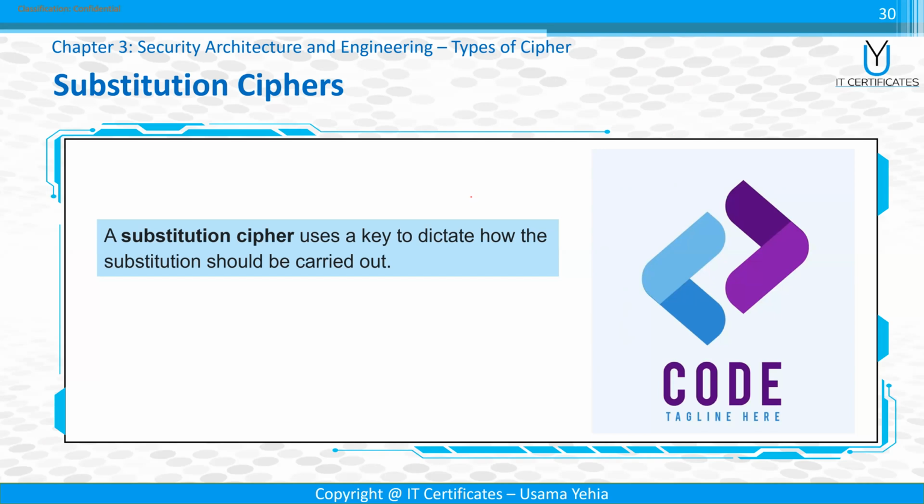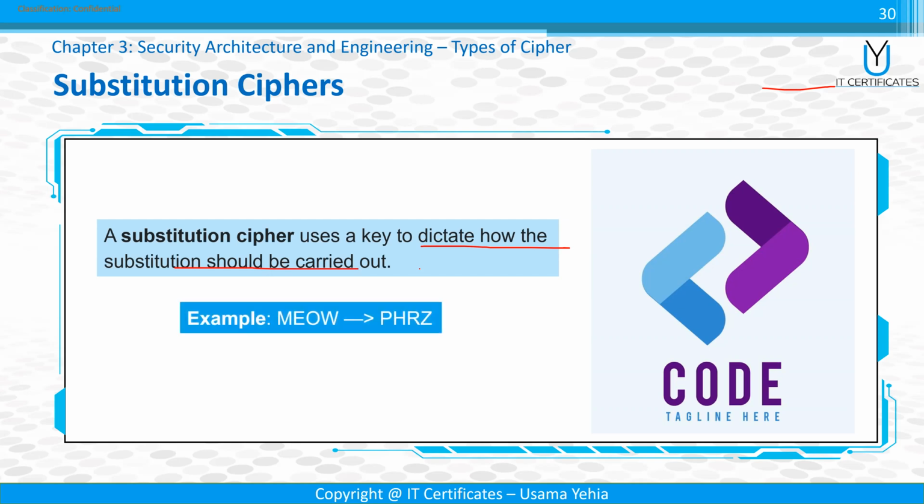Okay, when we discuss the types of cipher, we mentioned substitution, we mentioned transposition, but again, we said that, frankly speaking, it's not clear. I cannot understand what you mean by substitution and transposition. Okay, let's go again. What is substitution cipher? Substitution cipher uses a key. It will use a key to dictate how the substitution should be carried out. What is substitution? Replacing. I will substitute characters, I will replace characters.